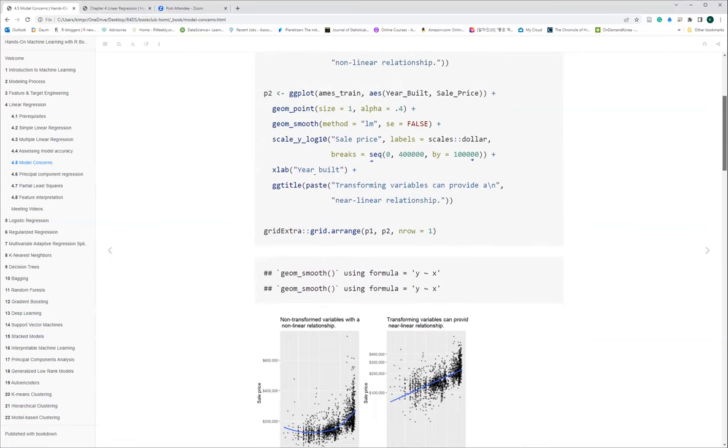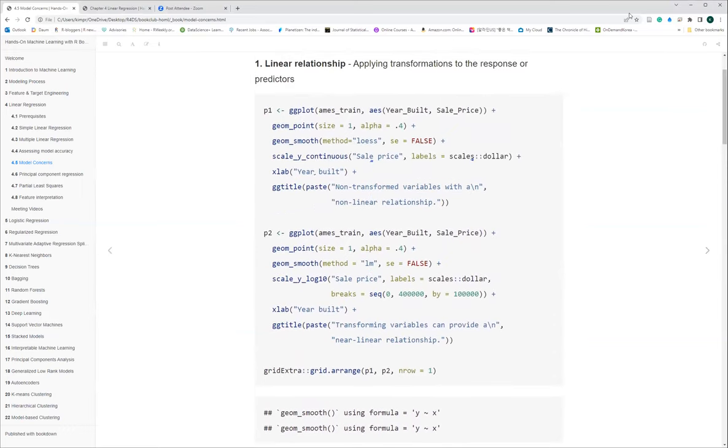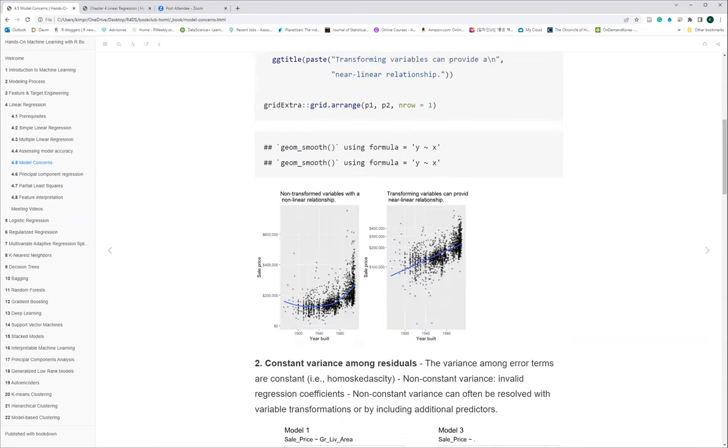So instead of applying the log to the year built, it's applying the log to the sale price, which is intuitive because remember that in feature engineering in chapter 3, we plotted sale price and it's right skewed. In other words, it has some outliers to the right of the distribution tail. So in order to correct that, to make it more Gaussian, more normal, you apply a log transformation to the sale price.